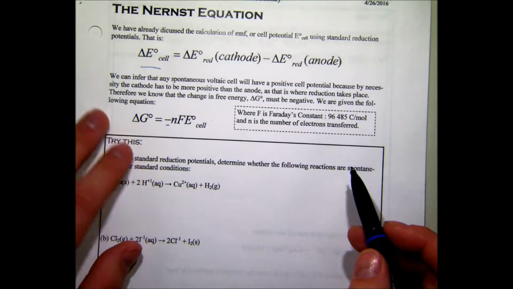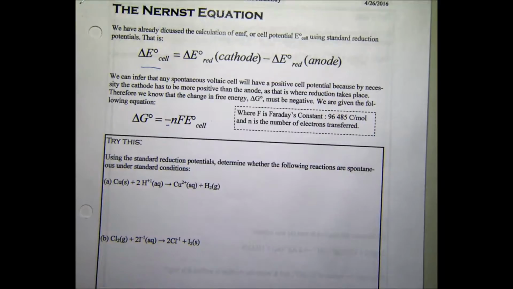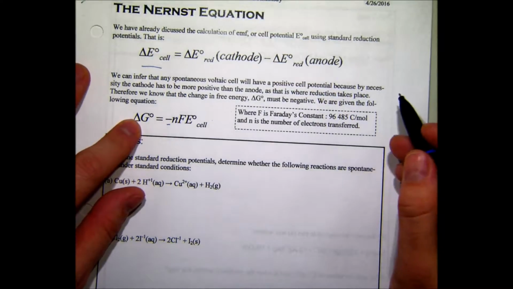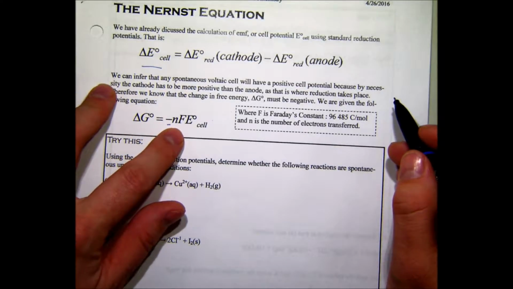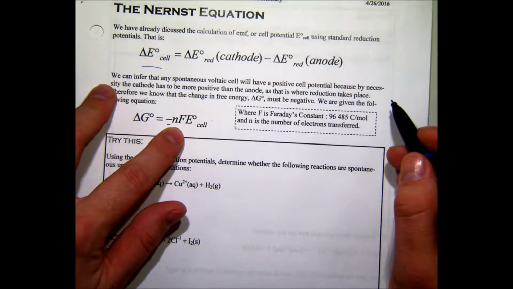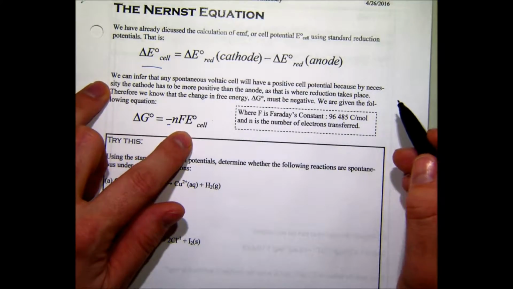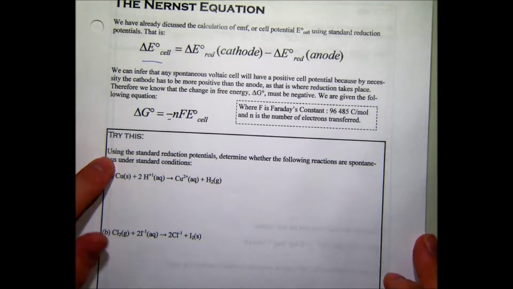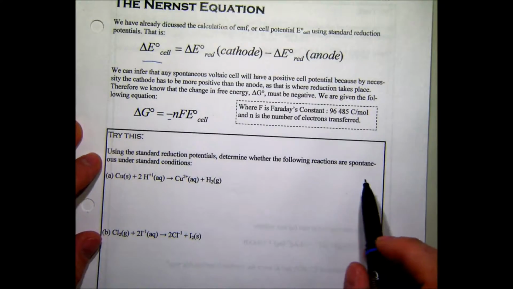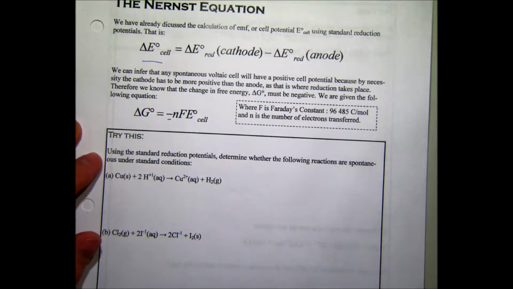So we are given this particular expression for calculating the free energy of an electrochemical reaction. Gibbs free energy is equal to the negative of the number of electrons transferred times Faraday's constant, which is a conversion between moles and coulombs, times the EMF or cell potential. So we can start using this to determine to what extent the reaction will proceed. Using standard cell reduction potentials, determine whether the following reactions are spontaneous under standard conditions. That's the first thing we're going to look at.